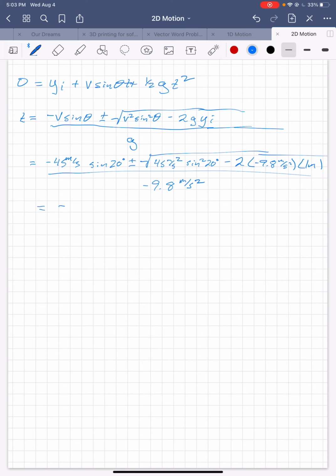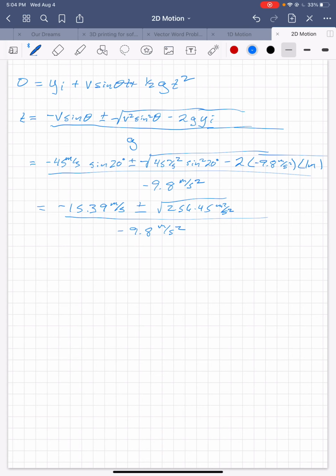So negative 15.39 meters per second, plus or minus the square root of 256.45, and this is meters squared per second squared if you look at the units. And then I divide all of that by negative 9.8 meters per second squared. So meters per second divided by meters per second squared gives me seconds, so it looks like all my units have worked out well. And now I get two answers.